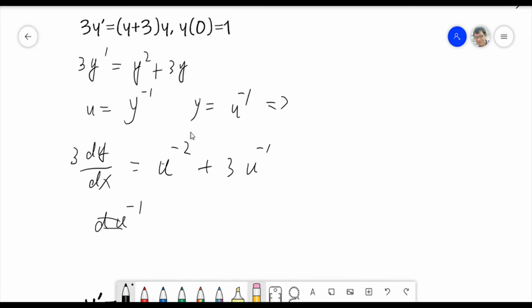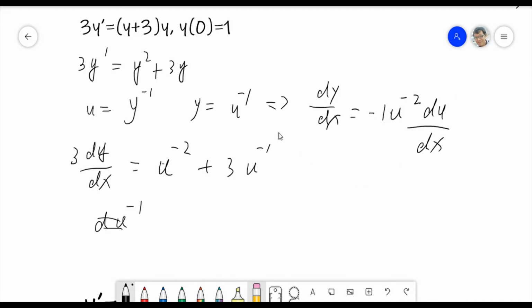So we can write dy over dx equals what? Negative 1 times u to the negative 2, and then du over dx. Am I right? Dy over dx changes to du over dx, so u will be differentiated again, so negative 1. Is this right?